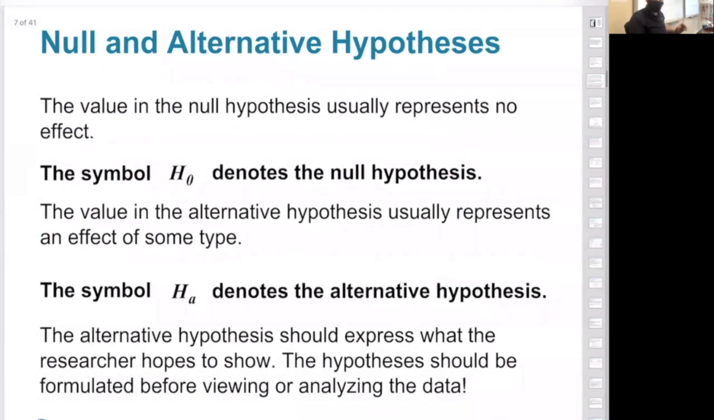We have samples for the null and the alternative hypotheses. The sample for the null hypothesis, we call it H naught, as you can see here. And for the alternative, we call it HA for alternative. Okay?